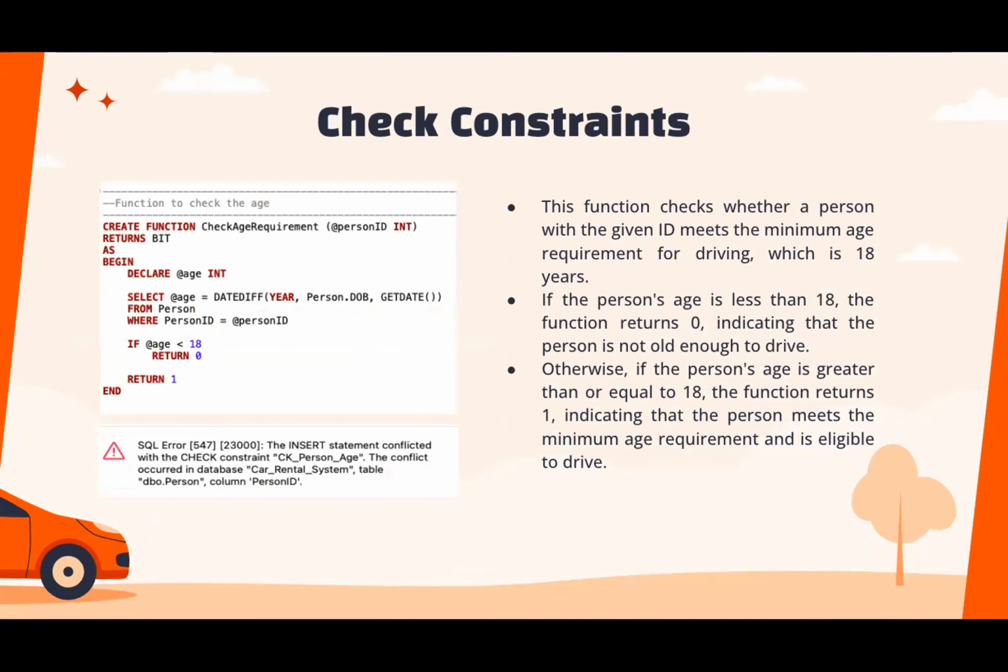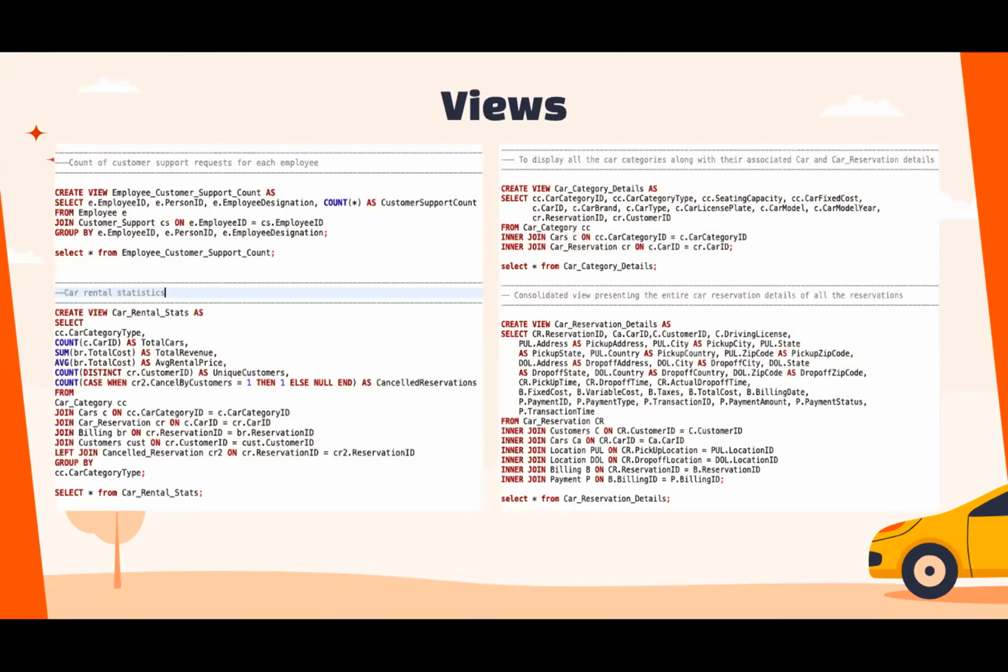Speaking about the views, these views give us the count of customer support requests. They give us car rental statistics. They also give us consolidated details related to car categories and car reservation, which are later used to create visualization reports. Over to Dhruv.